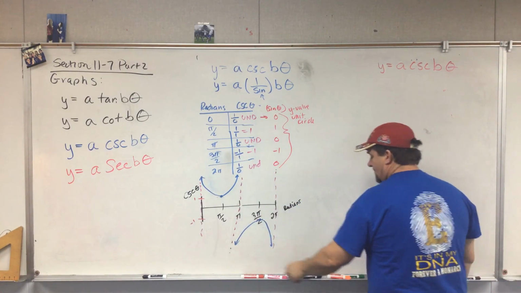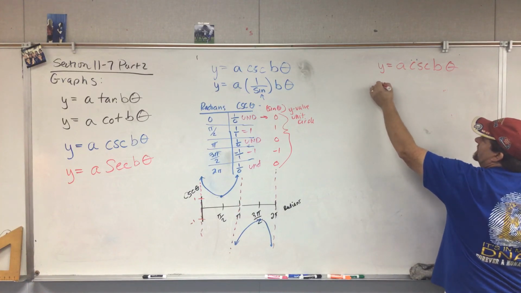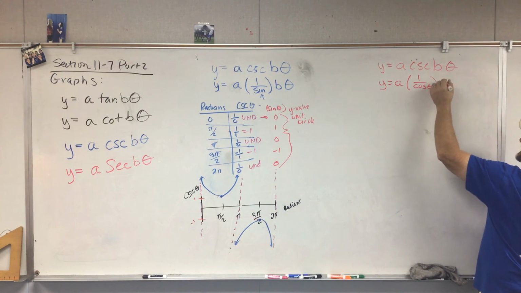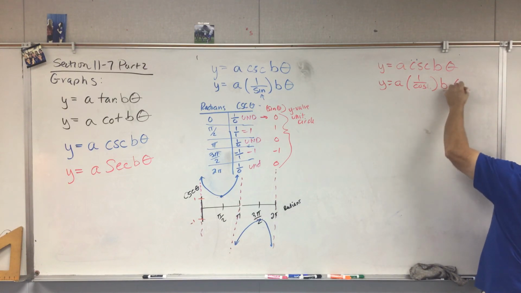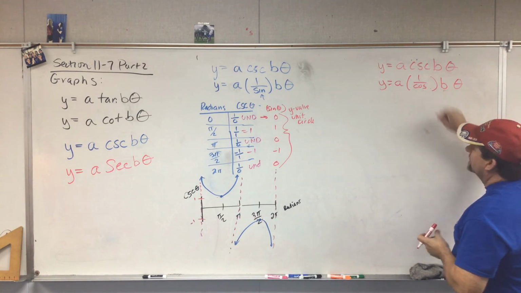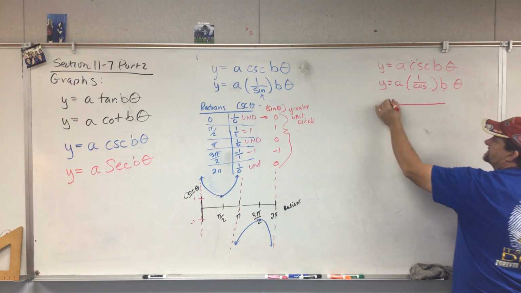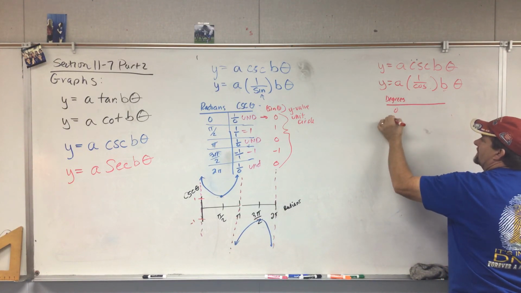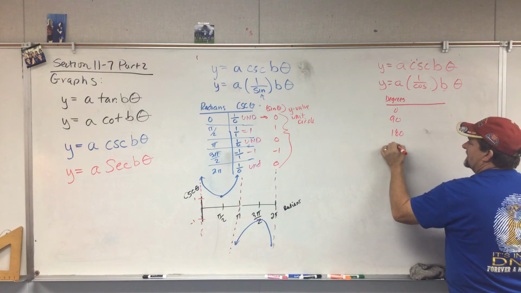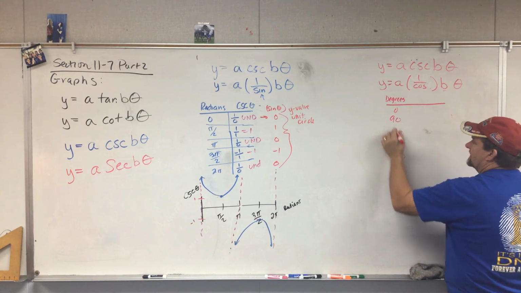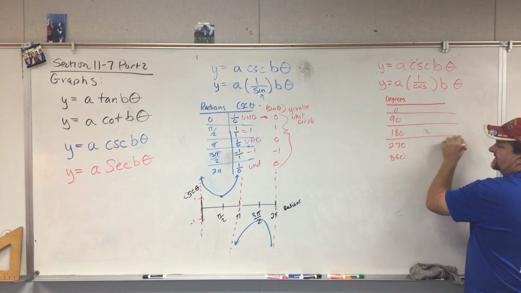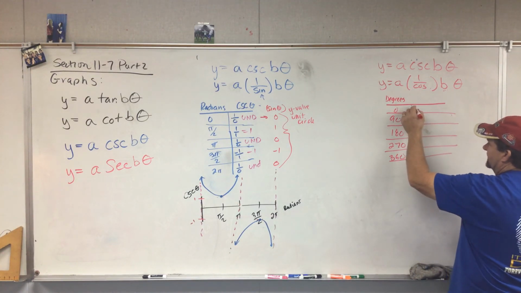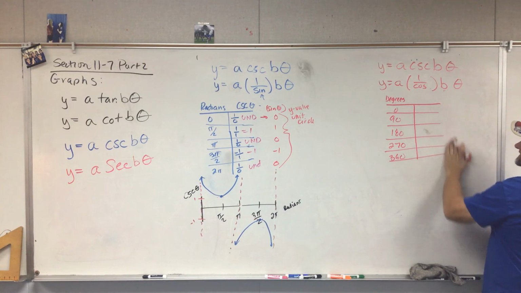So let's go to my secant, which is really y equals a times 1 over cosine b of theta. All right, so let's tackle this here. I'll do degrees on this one again. So we'll do degrees: 0, 90, 180, 270, 360, which is the same as 0, pi over 2, pi, 3 pi over 2, and 2 pi. I said them a little bit out of order. Excuse me. All right, so I'm going to do it a little differently.